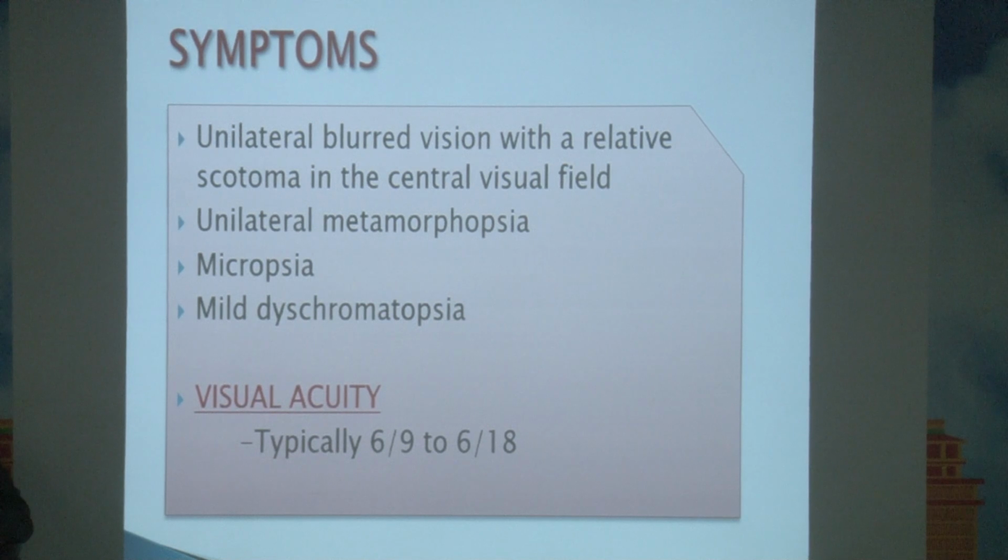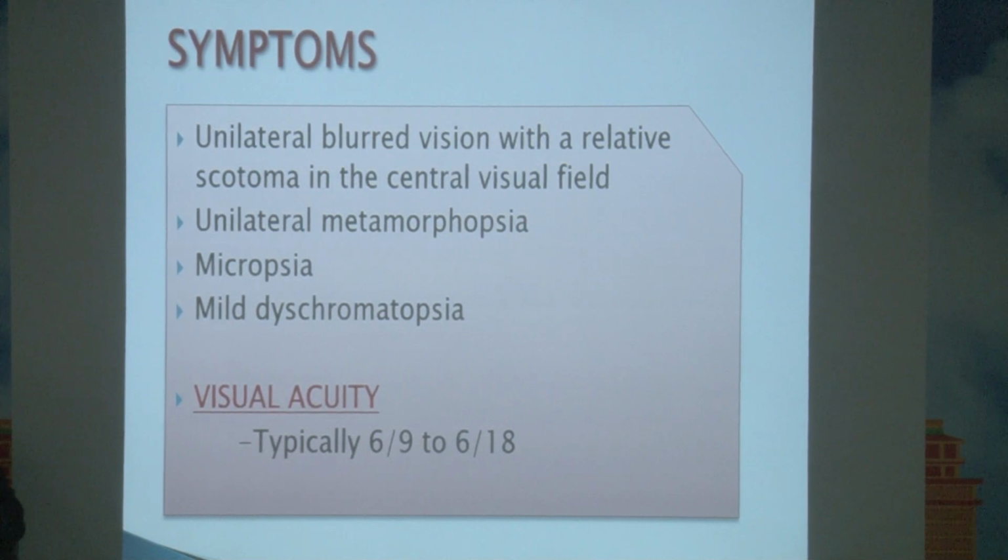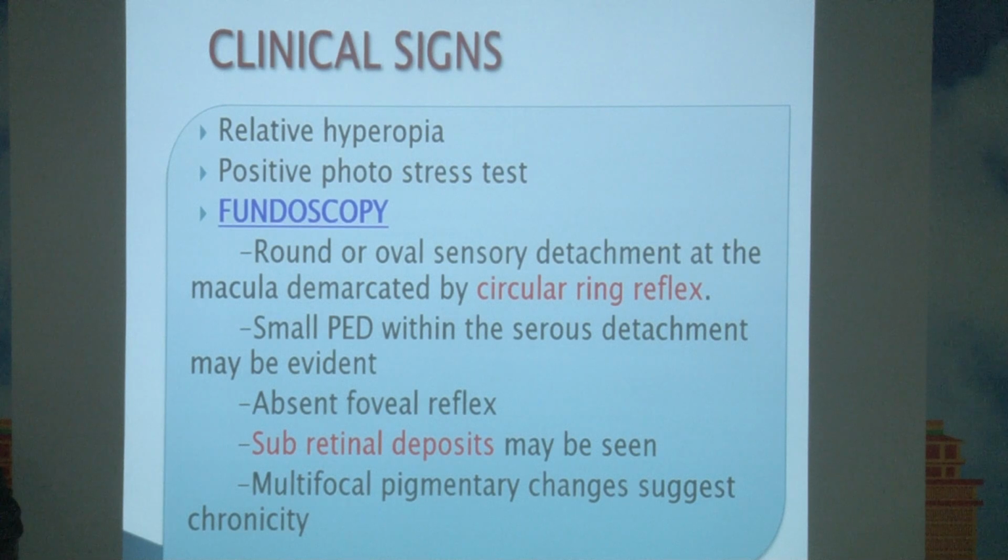Symptoms: the patient comes with sudden blurred vision with a relative scotoma in the central visual field. They always complain that something black is appearing in their visual field. Sometimes they get unilateral metamorphopsia, micropsia, macropsia. There is a drop of visual acuity of 2 to 3 lines. On examination, there is a relative hypermetropia, and a positive photostress test in these patients.